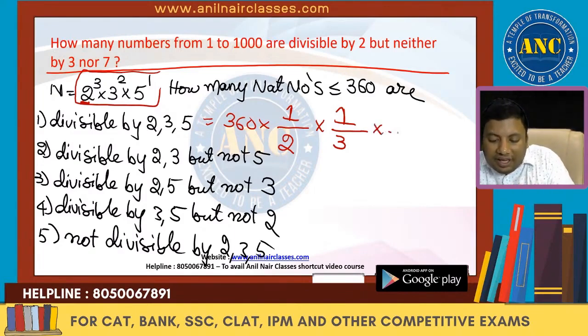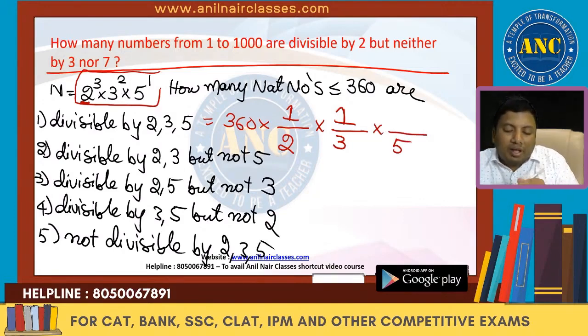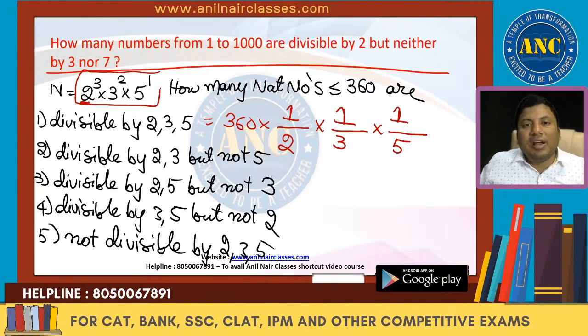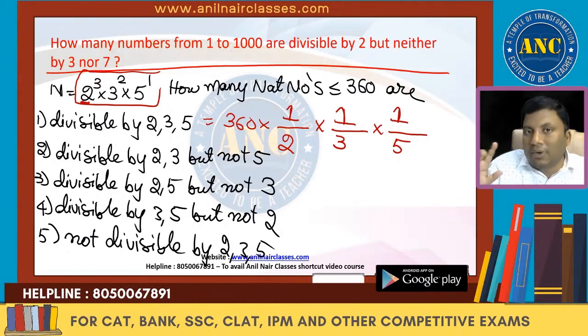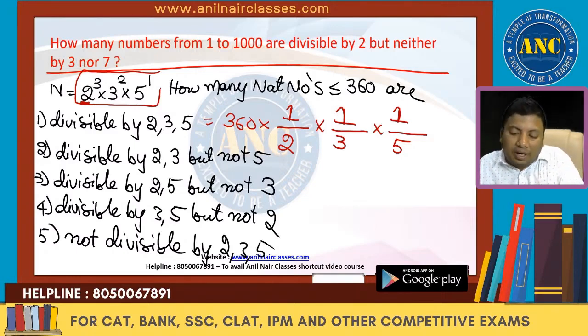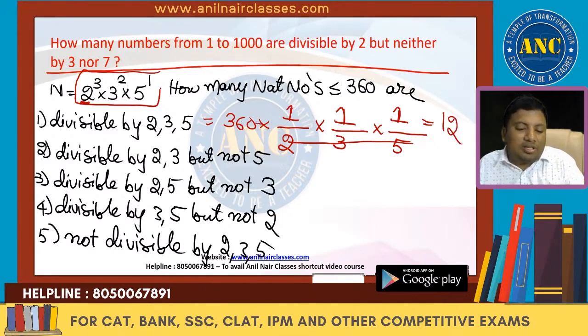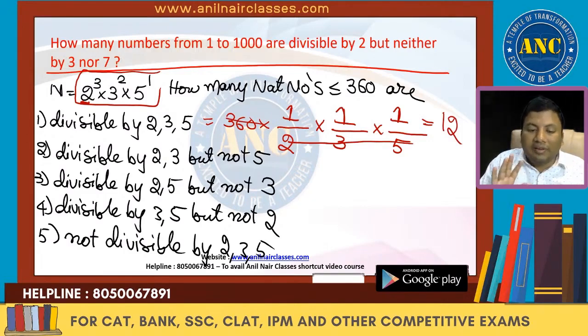For every 5 consecutive numbers, one number is divisible by 5. So it is 360 into 1 by 2 into 1 by 3 into 1 by 5. For every 2 consecutive, one number should be divisible; for every 3 consecutive, one number; for every 5 consecutive, one number. The answer is nothing but 12, since 30 12s are 360. The idea is clear. No need of drawing any Venn diagram.